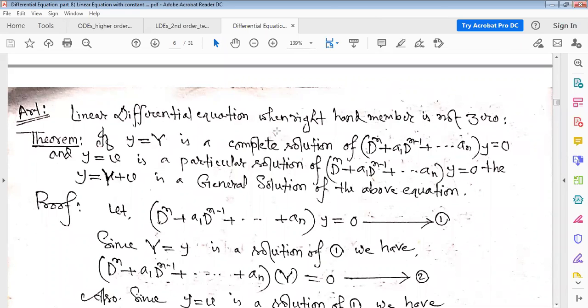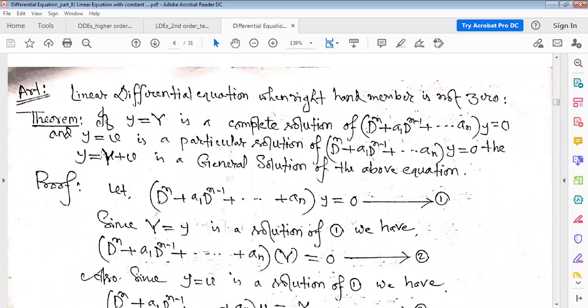Okay, linear differential equation when the right hand side is not 0. Suppose y equals capital Y is a complete solution of this type of differential equation. Actually, this is the nth order differential equation, D to the power n plus a1 D to the power n minus 1 plus dot dot plus an into y equals 0, where capital D means d/dx. And y equals b is a particular solution of this differential equation. Hence, y equals capital Y plus b is a general solution of the above equation.